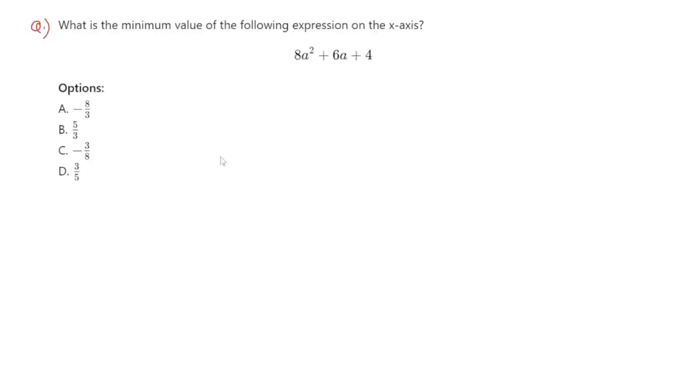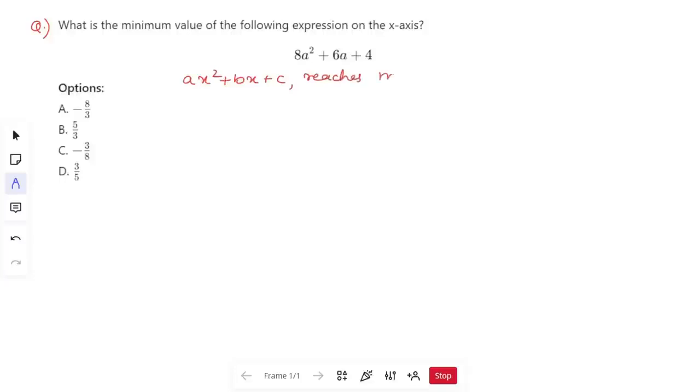Let's look at this question. What is the minimum value of the following expression on the x-axis? We have the equation as 8a square plus 6a plus 4, and we have the different options that are given to us. Before solving this question, you should know one thing, that a quadratic equation of the form ax square plus bx plus c reaches minimum or maximum at a equals minus b by 2a.